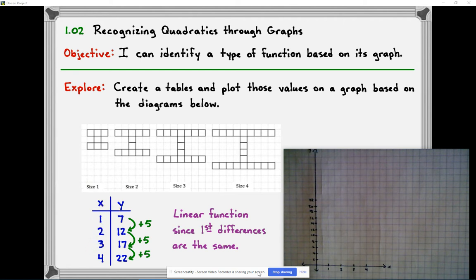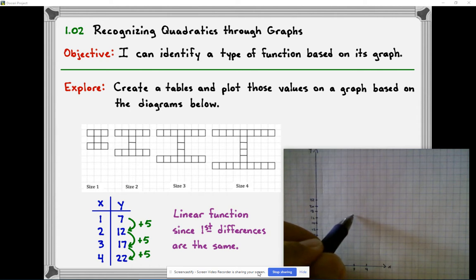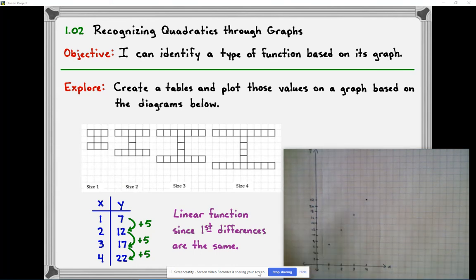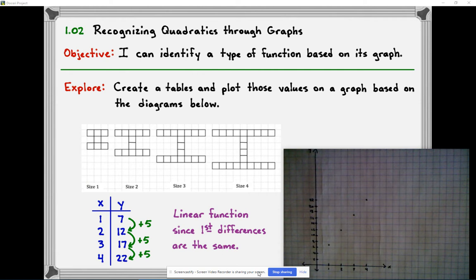All right, in the first piece of data, we got 1, 7. So we're going to go over 1 and up 7. So we can see 6 and 8. So 7's right in the middle there. The next data point is 2, 12. So that's going to be right here. And then the next data point is 3, 17. So 17 is between 16 and 18. So that's going to be in the middle there. And the last data point is 4, 22. And so we have our 4 data points there.